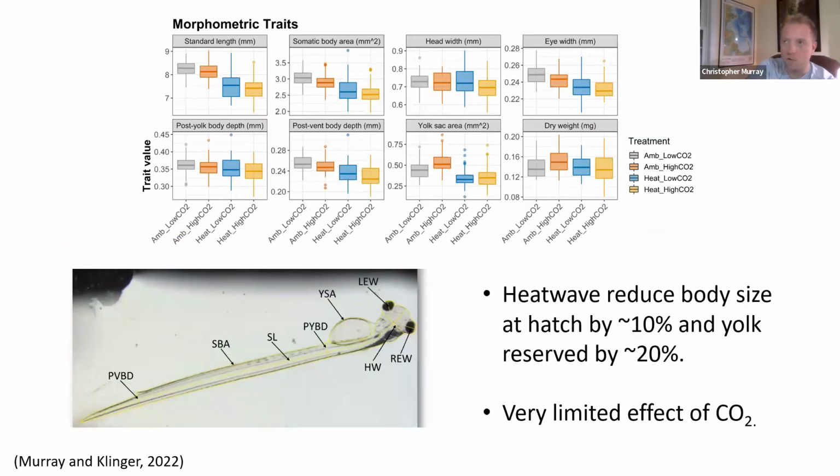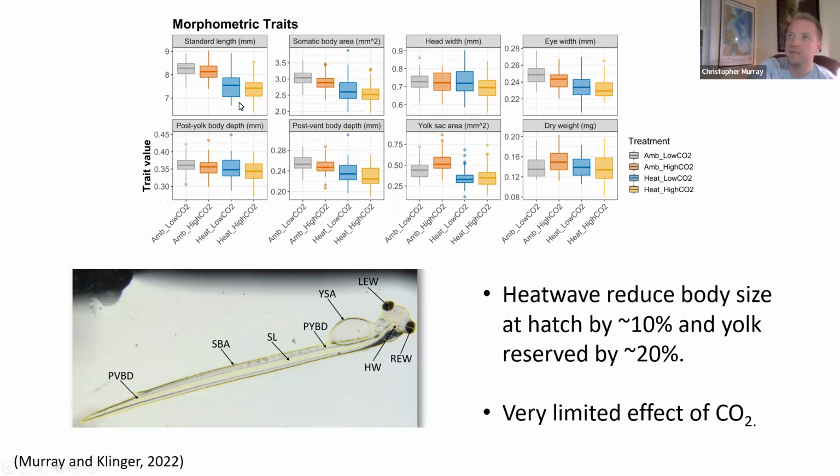If we look at the different morphometric traits of newly hatched larvae, again, we see that temperature has the overwhelming effect. Fish from the heat wave treatment were hatching at a significantly smaller size, more than 0.5 millimeter smaller than those reared under the ambient temperatures. This is a pretty conserved trait across temperate fish, that warm conditions generally produce smaller larvae. So this is what we ended up seeing here.